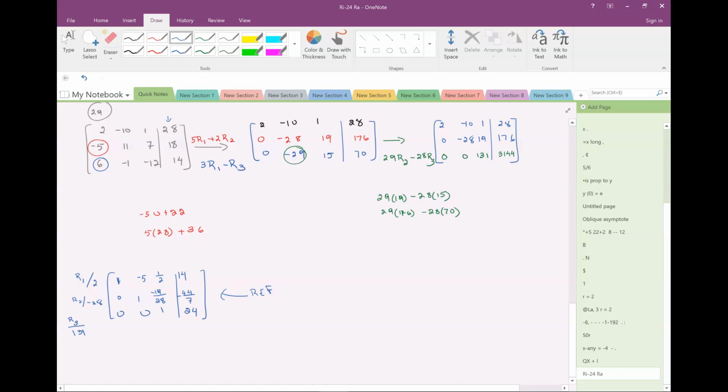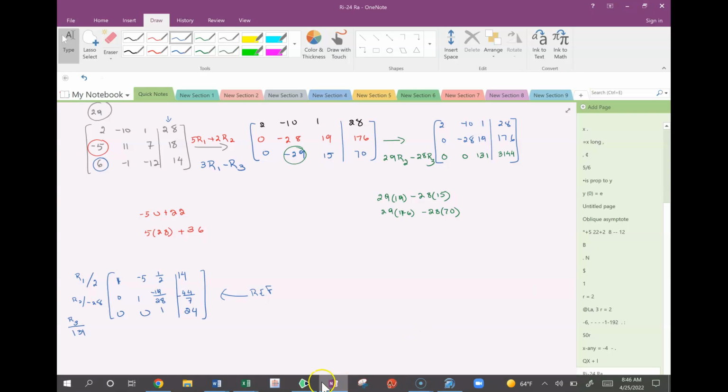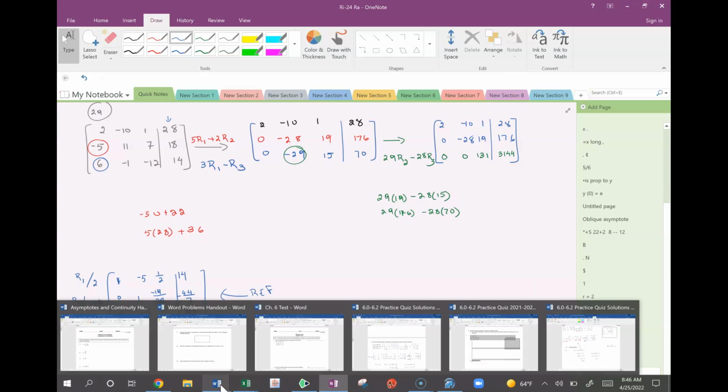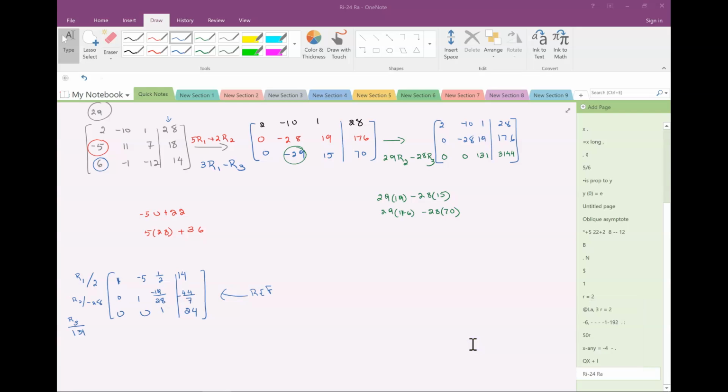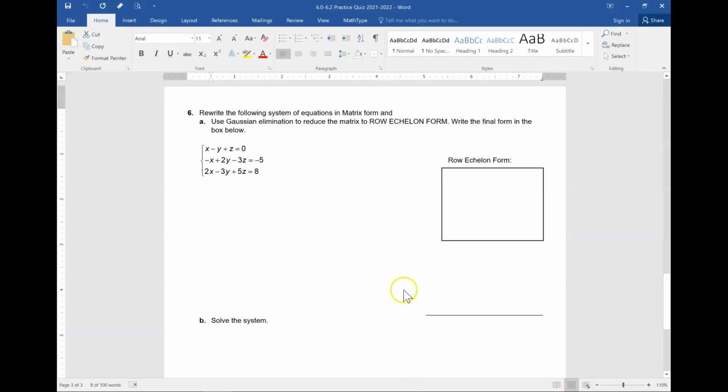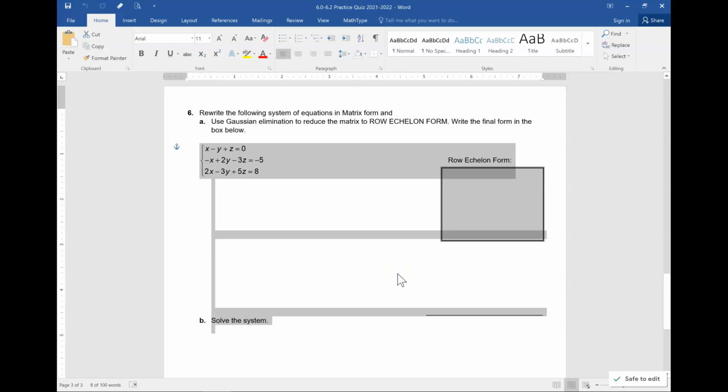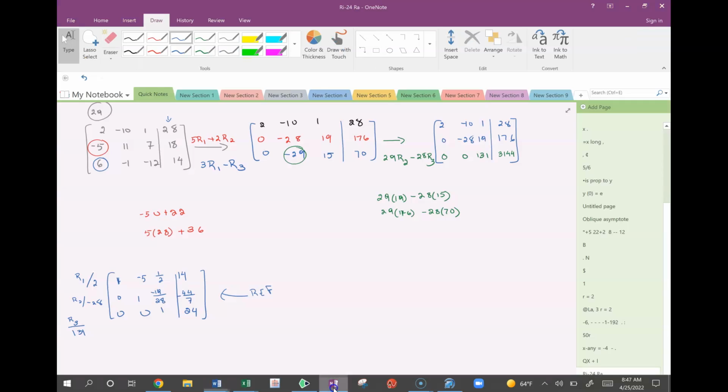Okay? On your quiz, and you'll see on the practice test, I actually have a box like this where you're going to put the matrix in row echelon form, okay? And then you're going to solve it in the next step. So let's go ahead and solve it.